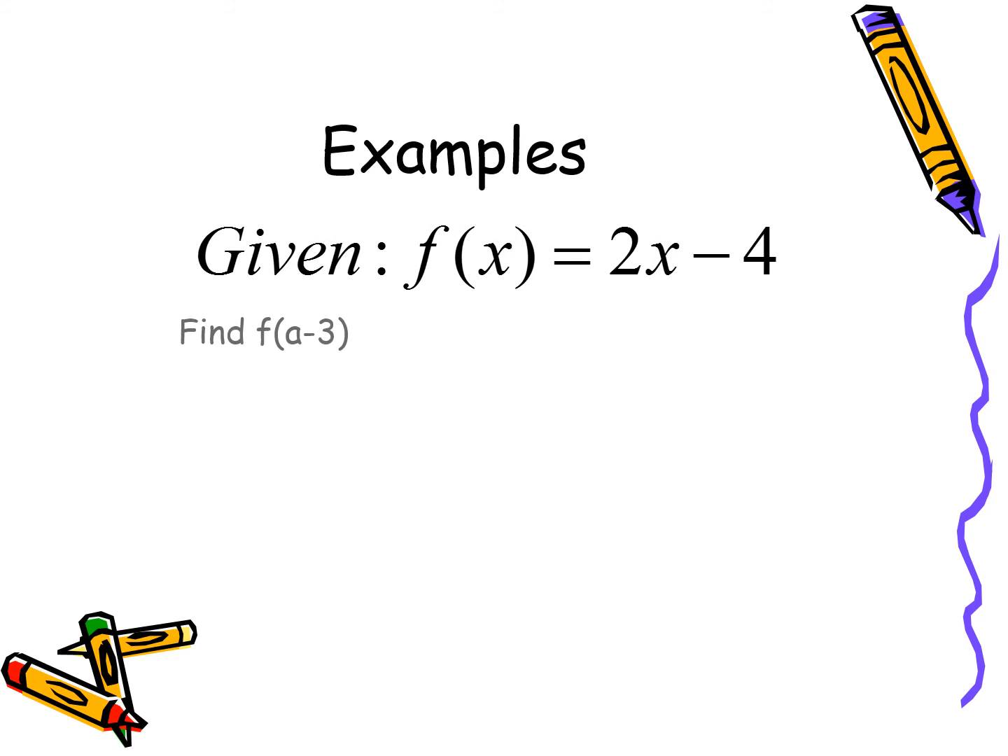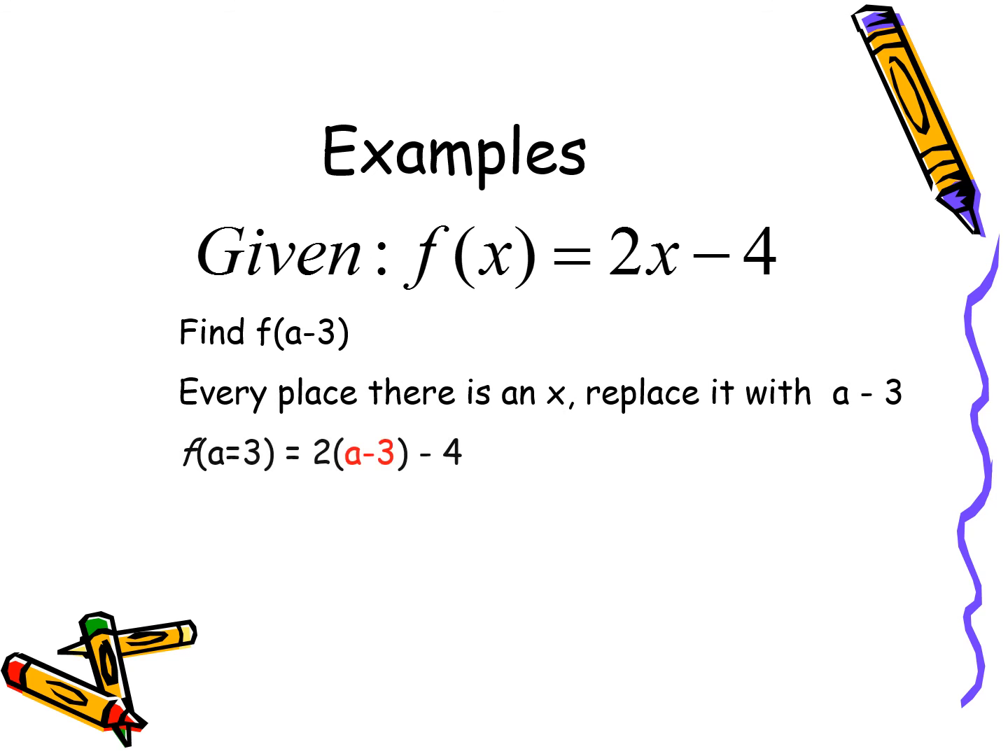Again, now this time we're going to do f of a minus 3. So every place we see x, we're going to replace it with a minus 3. This requires me to distribute, so I'm going to distribute the 2. Then I'm combining like terms. So my only like terms are negative 6 and negative 4. So that gives me 2a minus 10.